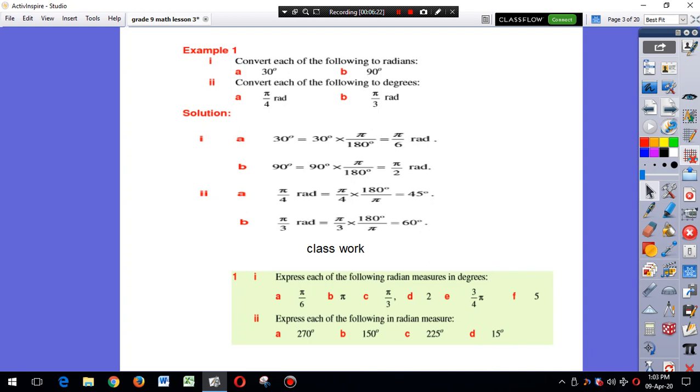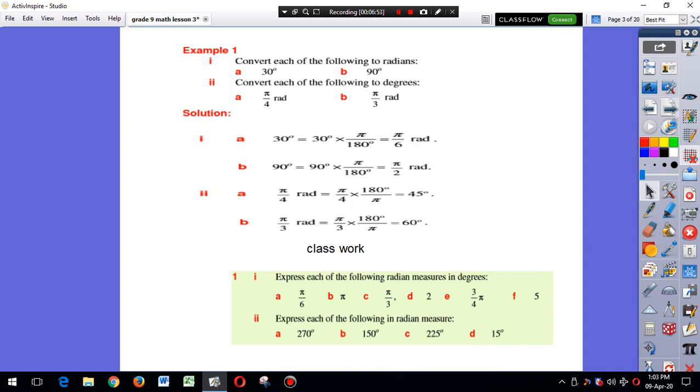And again, in the second question, Roman number 1b, it is already given in degrees. It's 90 degrees. In order to convert this one also, we will multiply by pi over 180 degrees. So if we simplify, 90 degrees times pi over 180 degrees, degree cancels out by degree, and 90 cancels out with 180 degrees divided by 90, which becomes what? Pi over 2 radian. So this implies that 90 degrees and pi over 2 radian are equal.